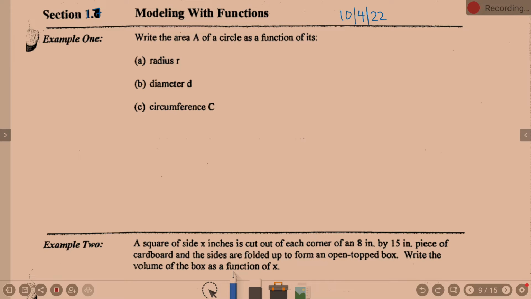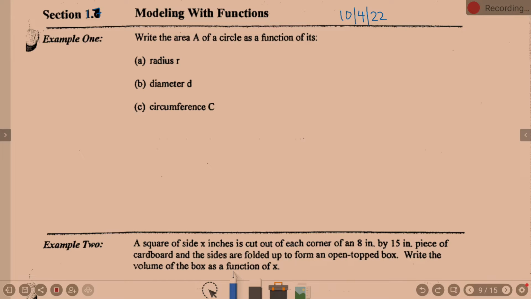Then on part B, we're going to write the area of the circle, but instead of using radius, we're going to base it off of diameter. And then on part C, we're going to write the area of a circle, but instead of basing it off of radius or diameter, we're going to base it off of circumference. Okay? All of these, my area is my output. It's a matter of we're changing up what the input is.